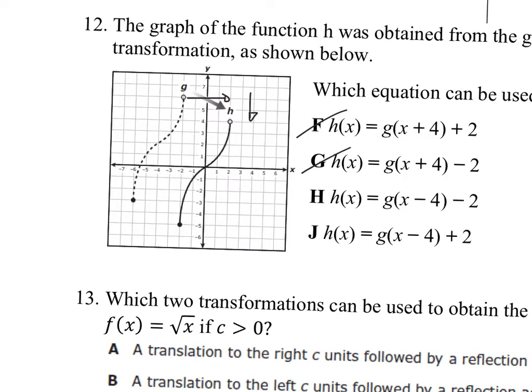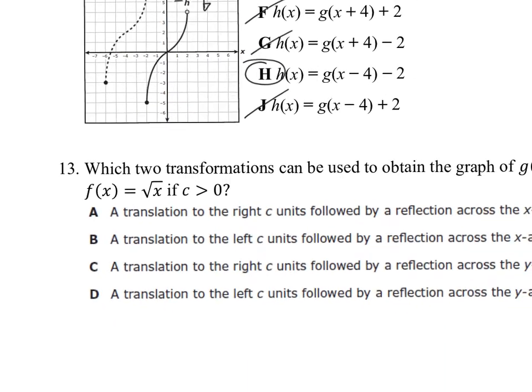Now, the next one, how far down did we go? 2. Does that mean, as far as function notation, we write a plus 2 or a minus 2? All right, very good. This one is indeed a minus 2. Now, this leaves us with H as our answer. Does everybody see how the transformations apply to this picture? Pretty straightforward, right? Not too complicated. All righty, very good.